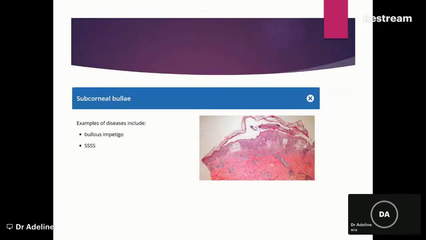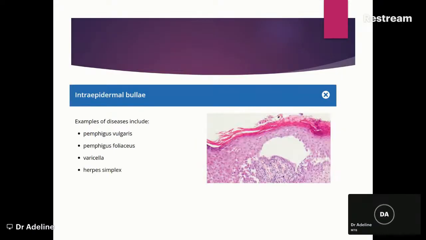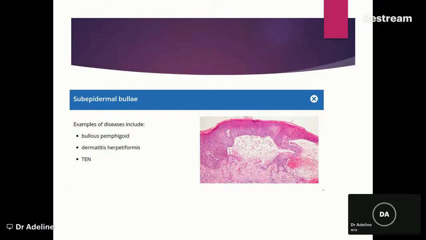Coming to examples, if it's subcorneal, examples of diseases that affect the subcorneal level include bullous impetigo and SSSS, which is staphylococcal scalded skin syndrome. Intraepidermal bullae examples include pemphigus vulgaris, pemphigus foliaceus, varicella, and herpes simplex.